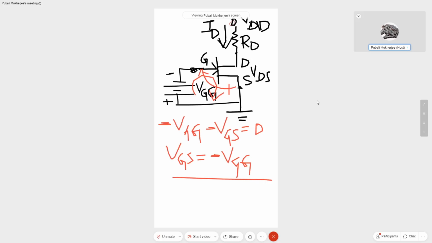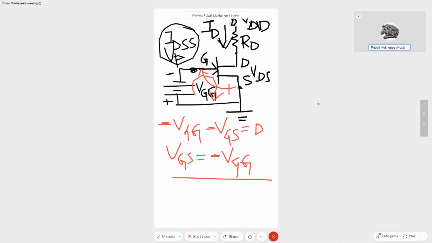What is IDSS? Does anyone remember? We used IDSS and VP to write an equation. What is IDSS? Does any one of you remember? Okay, if I need to draw it. Okay, fine. So I'll move on to the next screen then.